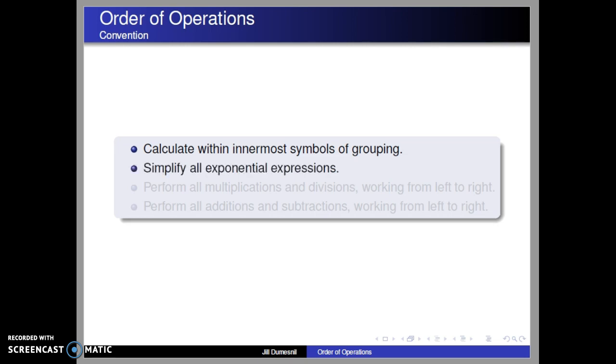Next, we simplify exponential expressions. Remember that an exponent will only apply to an expression that it touches. Then perform all multiplications and divisions, working from left to right. Multiplication and division have the same priority because division means multiply by the reciprocal.